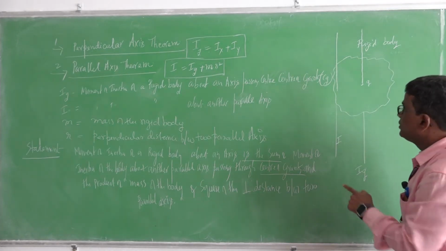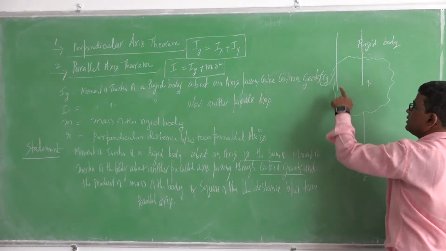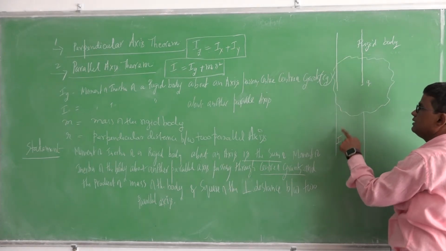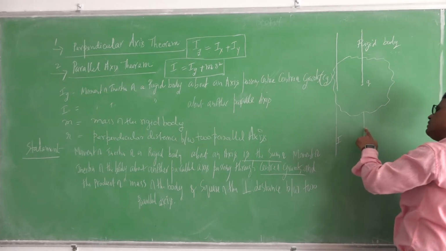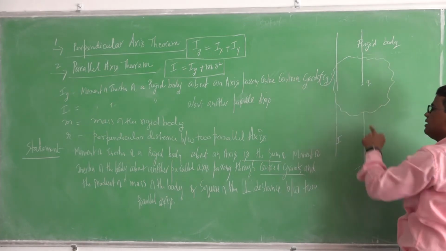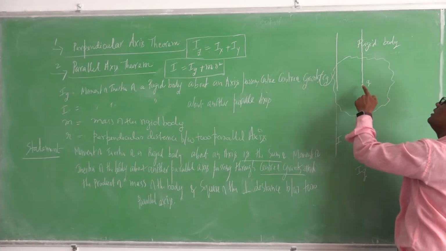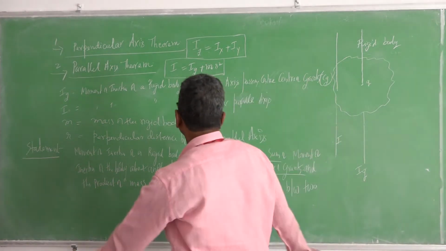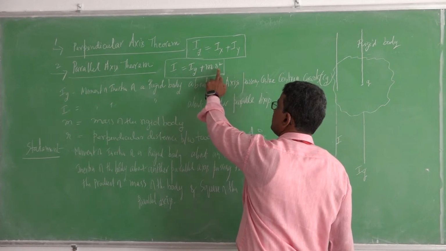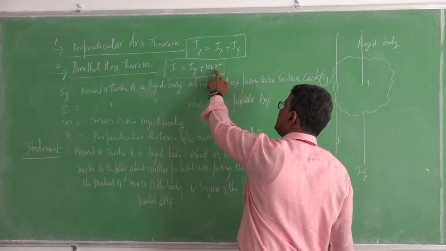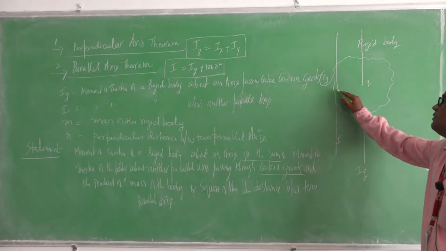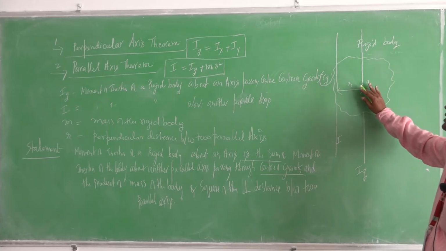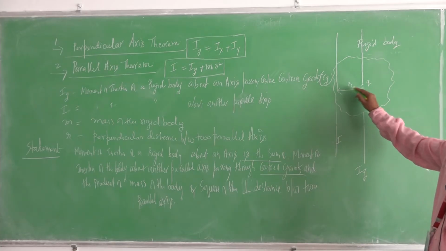So I want the moment of inertia of this rigid body about this axis, let it be I. It is equal to the moment of inertia about another parallel axis, which should be parallel to the given one and passing through the center of gravity, and the product of the mass of the body and the square of the perpendicular distance between the two axes, let it be R. Okay.